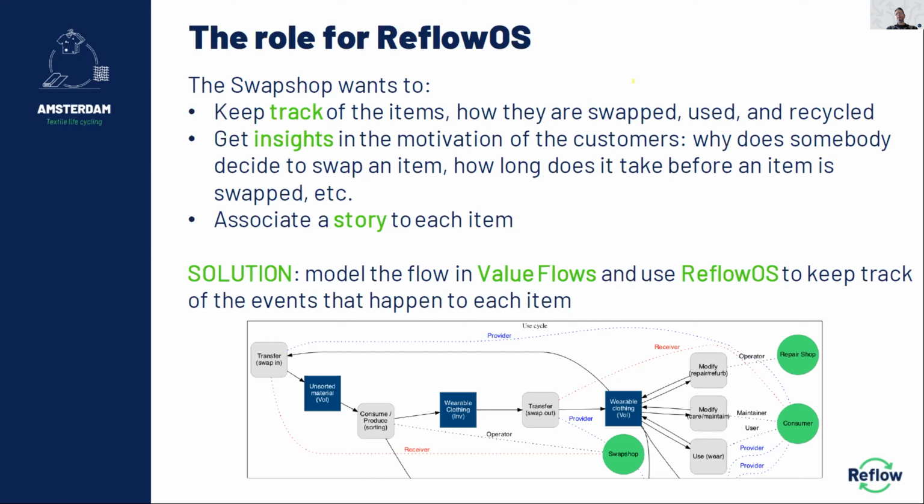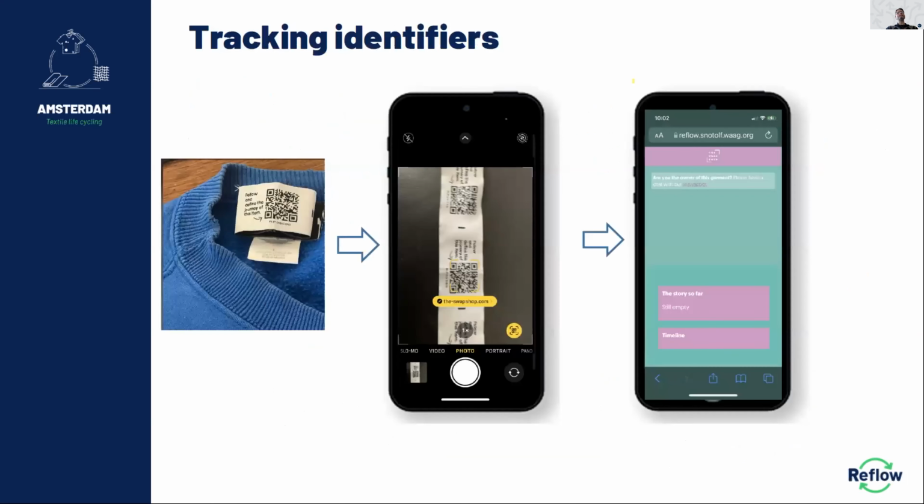So now we get into the details of the application that has been developed for Amsterdam using REFLOW OS, which starts when an item enters the shop. So an item enters the shop, they stitch a QR code on it, whereby they associate an identifier to the item. This identifier can be scanned with your mobile, and this leads to a website which is dedicated to this item. Of course, when the object enters the system, the web page is empty, because there's no data.